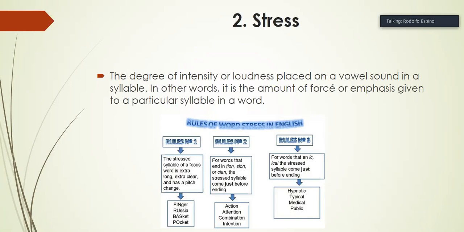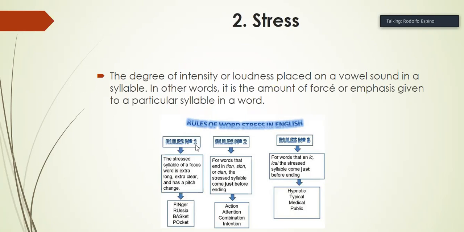So stress is simple. Everybody knows what stress is. Stress, as we call it in Spanish, acento, right? Stress is simply a degree of intensity or loudness placed on a vowel. Remember, the loudness or the stress should be on a vowel and should not be on a consonant. Consonant sounds cannot be stressed. Vowel sounds are the ones stressed.